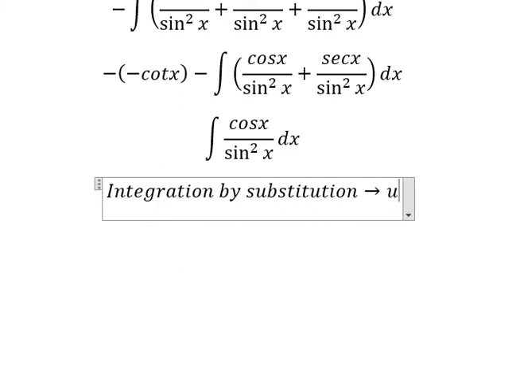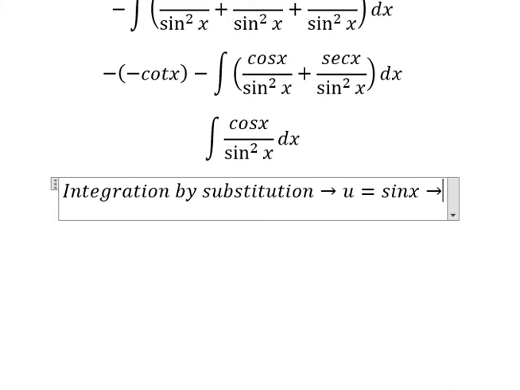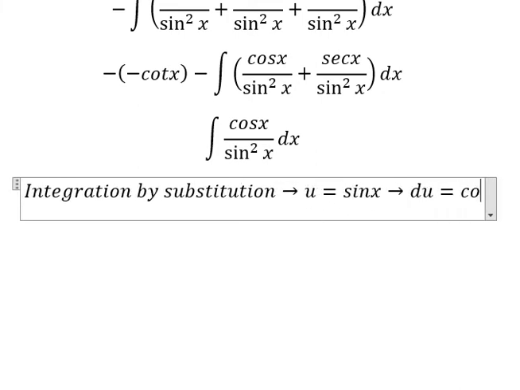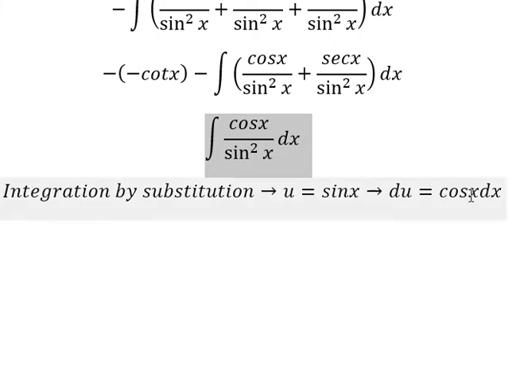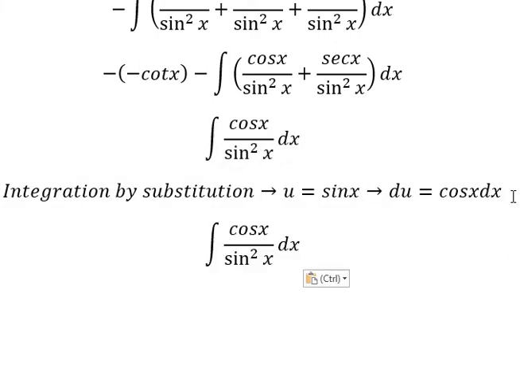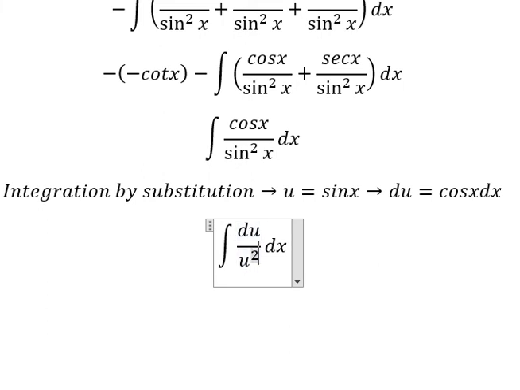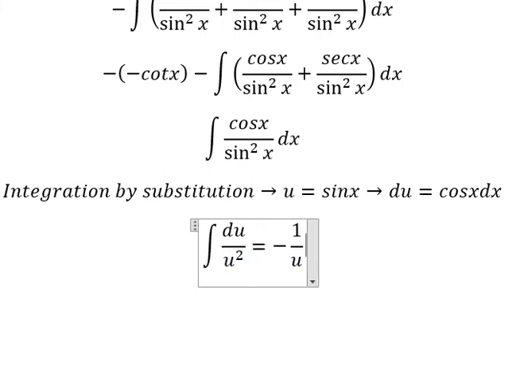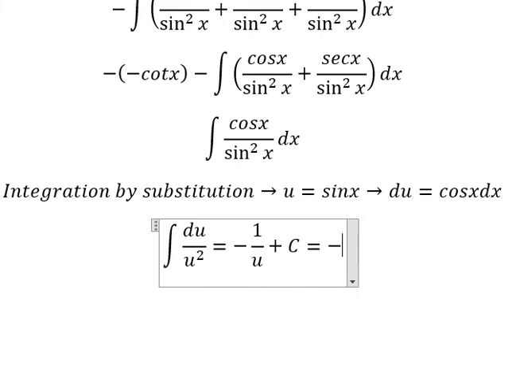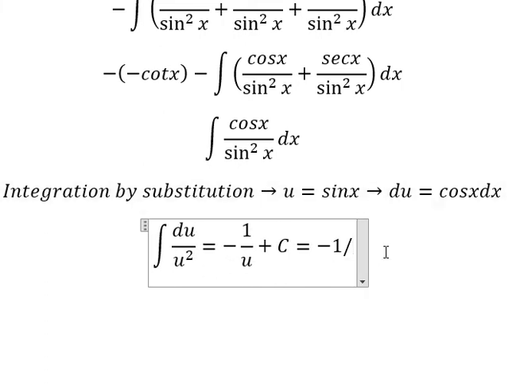So I will put about u equal to sin s. So if we do first the derivative for the both sides, we have cosine s ds. This one we change for u, so we have u squared. Cosine s ds we change for du. The integration of this one, we have negative 1 over u, and we put about c. About u, that's about sin s.